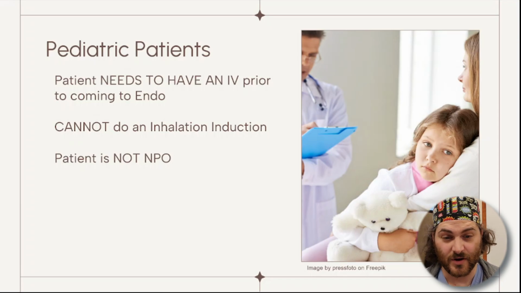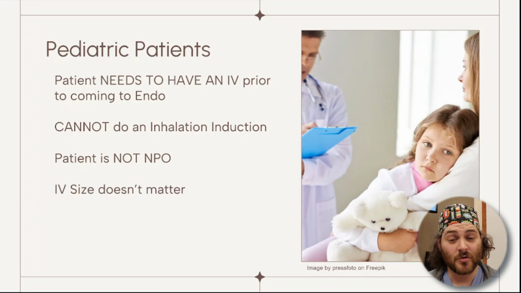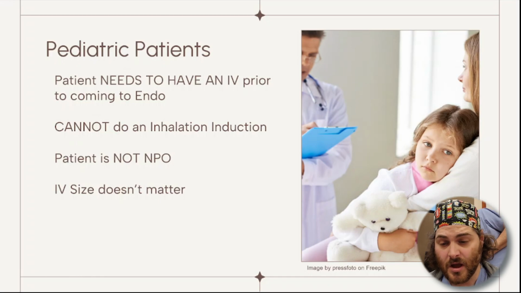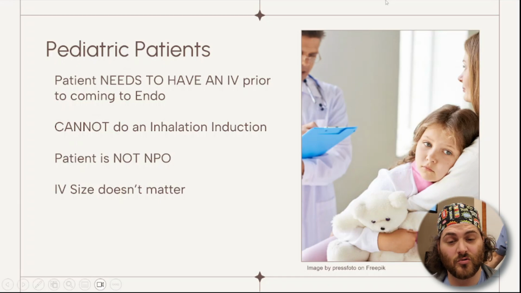Yes, patient is not NPO. I don't know why I added that. In terms of the size of an IV, for me, it doesn't matter. I don't care if a full-grown adult my size has a 24 gauge IV. I can put them to sleep with that, I can secure an airway, and then I can get another IV. If we're getting in there and doing crazy stuff with bleeding and we need to transfuse or something like that, then we can do that. But anyways, those are the considerations there for pediatrics.